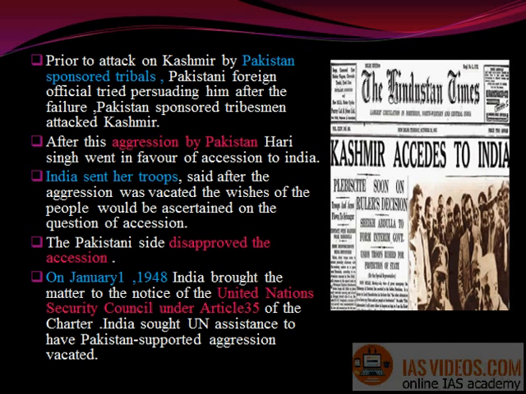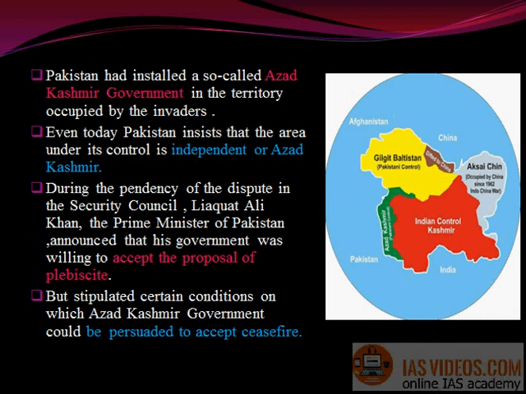On January 1, 1948, India brought the matter to the notice of the United Nations Security Council under Article 35 of the Charter. India sought UN assistance to have the Pakistan-supported aggression vacated. Pakistan had installed the so-called Azad Kashmir government in the territory occupied by the invaders. Even today Pakistan insists that the area under its control is independent or Azad Kashmir.